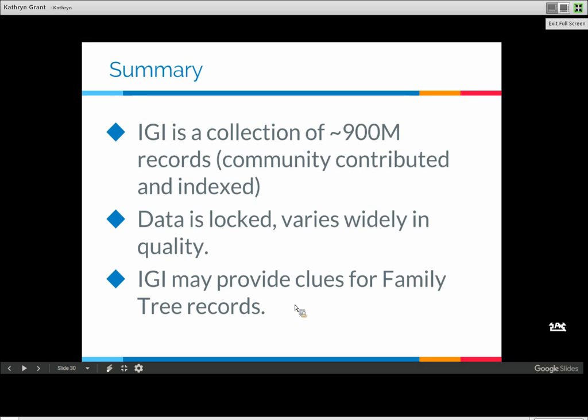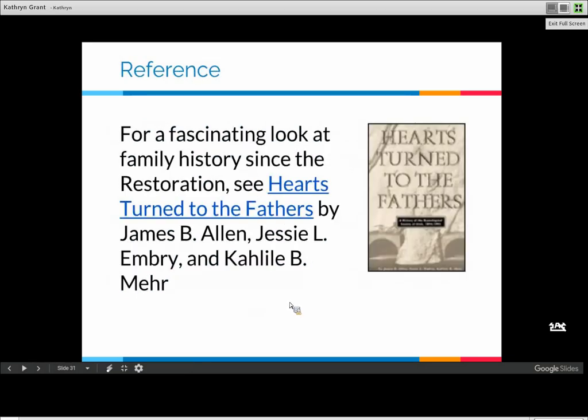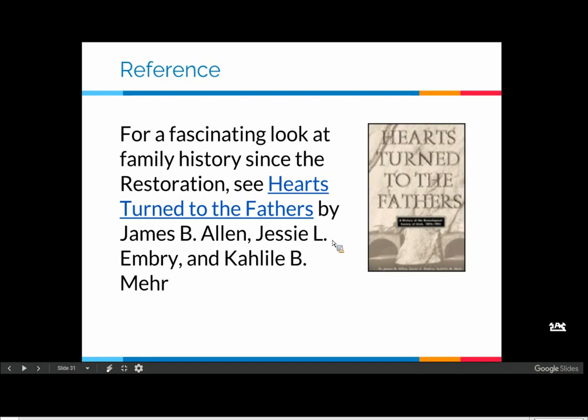And if you're wondering where most of this information came from, it's from a book that I've mentioned before in my webinars, which I absolutely love. It's called Hearts Turned to the Fathers, and it's by these three brethren right here. And it actually appeared first in BYU Studies, and then it was compiled into a book. This basically traces the history of family history in the church from the Restoration and the appearance of Elijah clear down until I believe about 1999, if I remember correctly. So the very end of the last century.